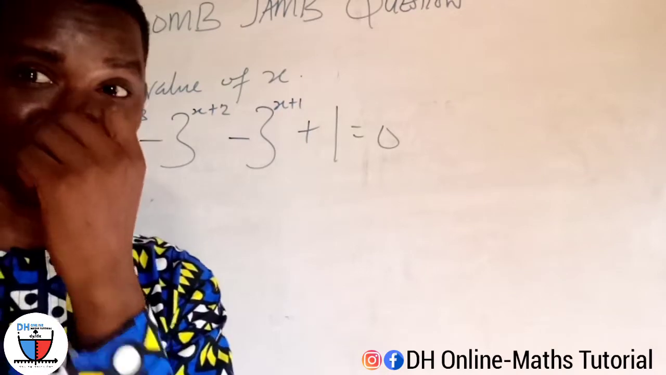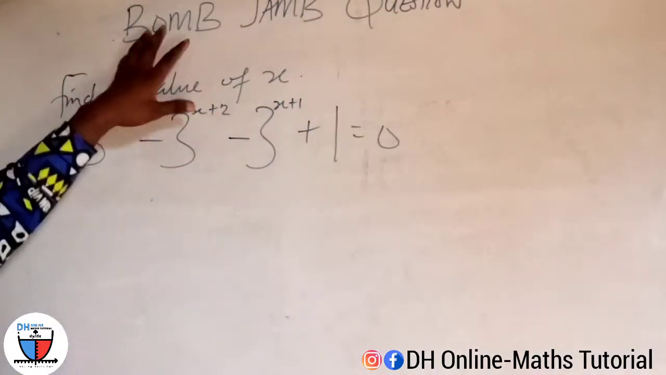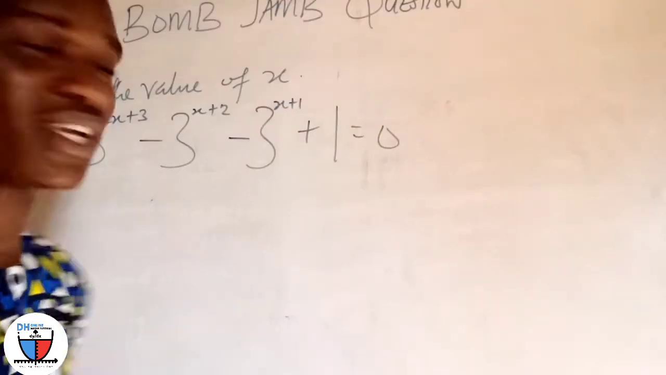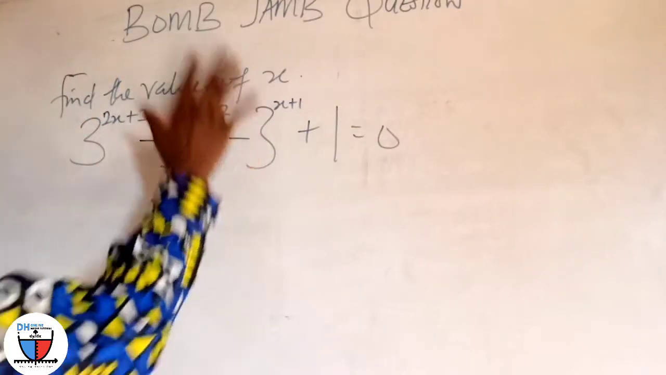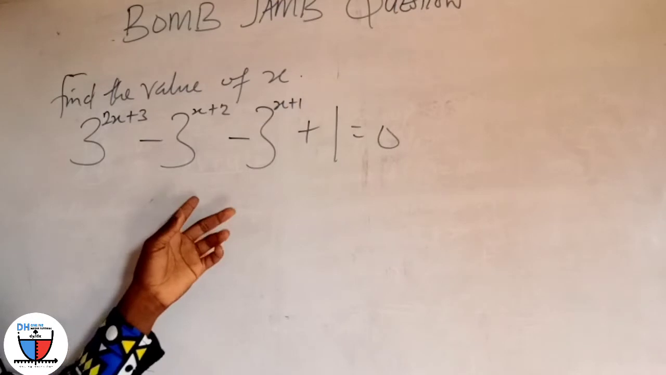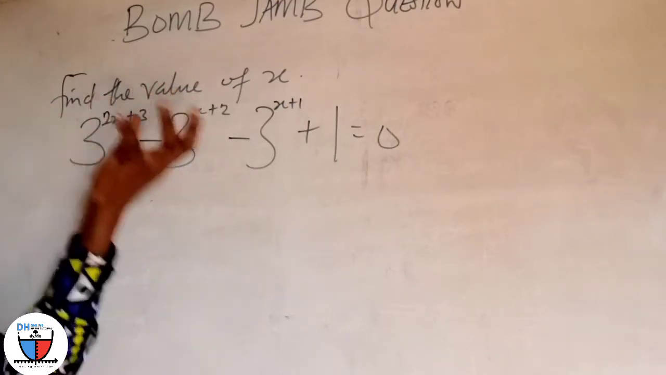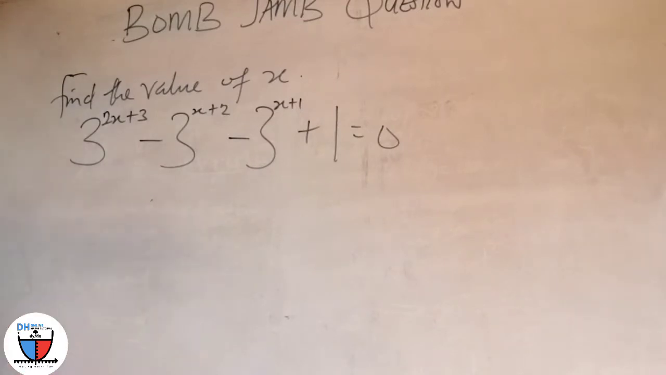Once again to another tutorial. I have a BMC JAMB question here with me on the board. Let's solve together. Now this question is under indices. It's an indices question, but looking at it, it looks confusing. Indices, but exponential leading to quadratic.